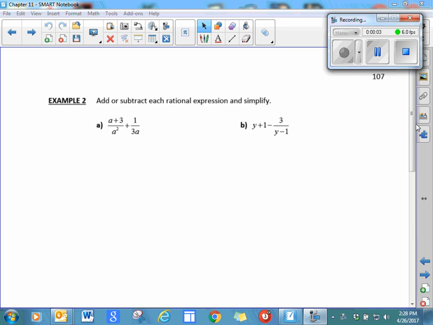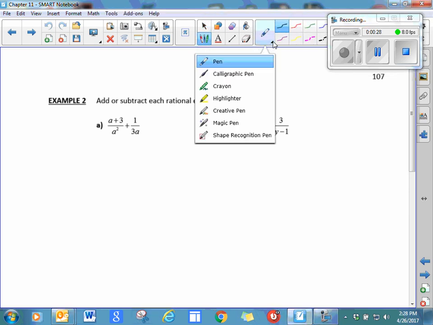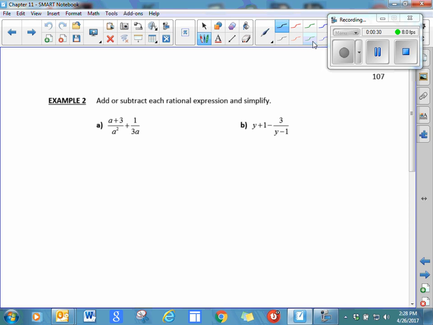Hi guys, this is the second video on 11D. We're on page 107, and we're going to continue on with these rational expressions with unlike denominators, but on this page we're actually going to have some variables in the denominators. The examples that we did on page 106 all had numeric denominators. So this isn't going to be that much different. Well, yeah, maybe it is.